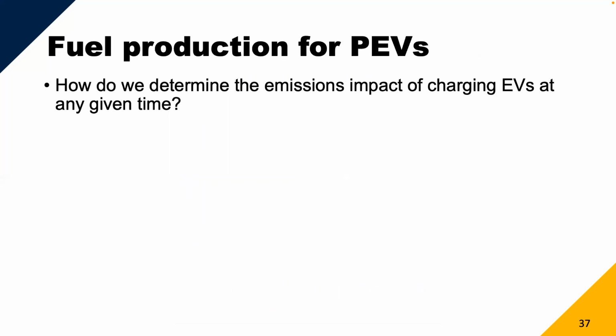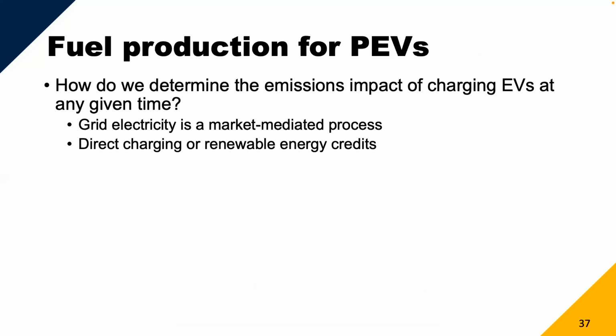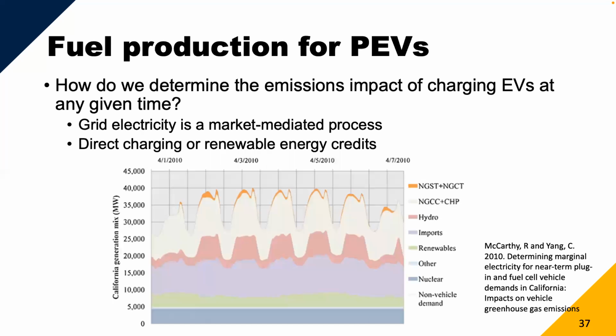How do we determine the emissions impact of charging EVs at any given time? I think we've talked a little bit about this. The grid electricity is a market-mediated process, so again, it's hard to determine where the electricity is coming from. Depending on the time of day, this is a dispatch curve example: a bunch of nuclear and renewables, then hydro, and then natural gas at the top. Depending on the time of day that you might be charging, the allocation of power from different sources will change.